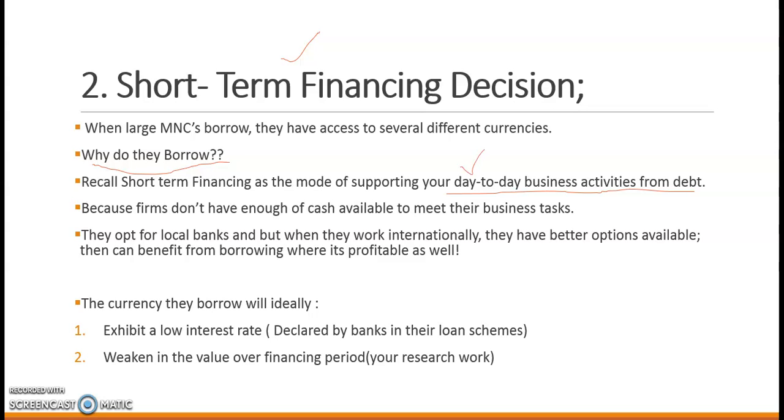And the condition here is that MNCs choose short-term financing on the basis of certain criteria. Now, what is the criteria they choose to borrow by? They will borrow from a country that is exhibiting a low interest rate, which means that they are charging a low interest rate, and that rate you will find easily in the bank's loan schemes. It's already available on their websites, or if you are going to meet them in person, they will tell you.